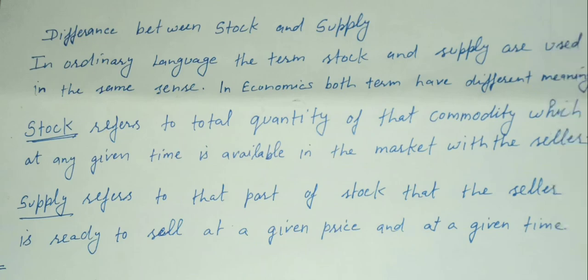Stock refers to the total quantity of a commodity which at any given time is available in the market with the seller. It means stock is measured at a point of time, whereas supply refers to that part of the stock that the seller is ready to sell at a given price in a given time period.